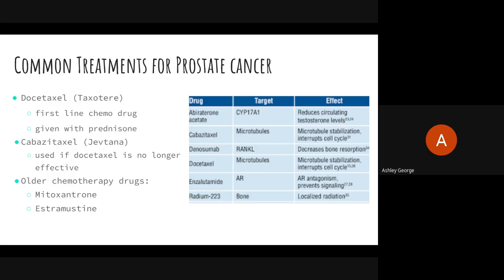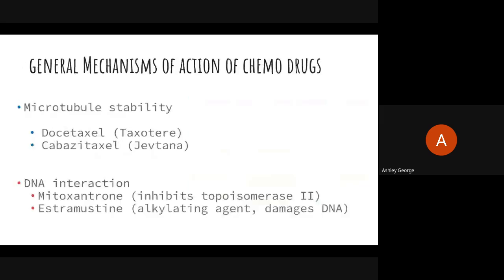So talking about some of these chemo drugs, I'll also talk about them in the next slide as well, but the first-line chemo drug that is used is called docetaxel, or Taxotere. It's often given with prednisone. The next drug is cabazitaxel. It's used if docetaxel is no longer effective. And then sometimes older chemotherapy drugs will also be prescribed. These are mitoxantrone and estramustine, I guess. Not quite sure how to pronounce those, but that's what we've got.